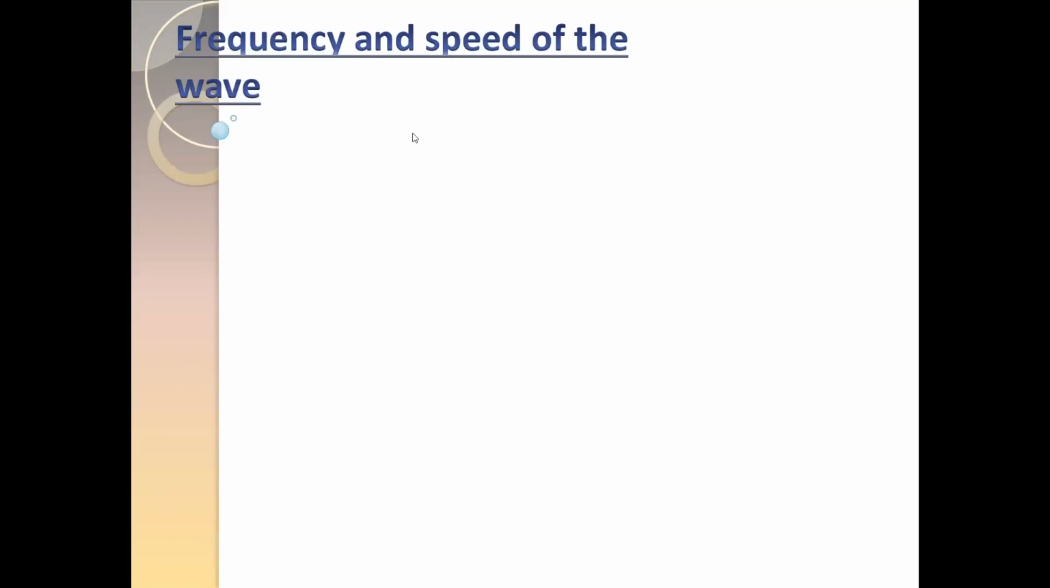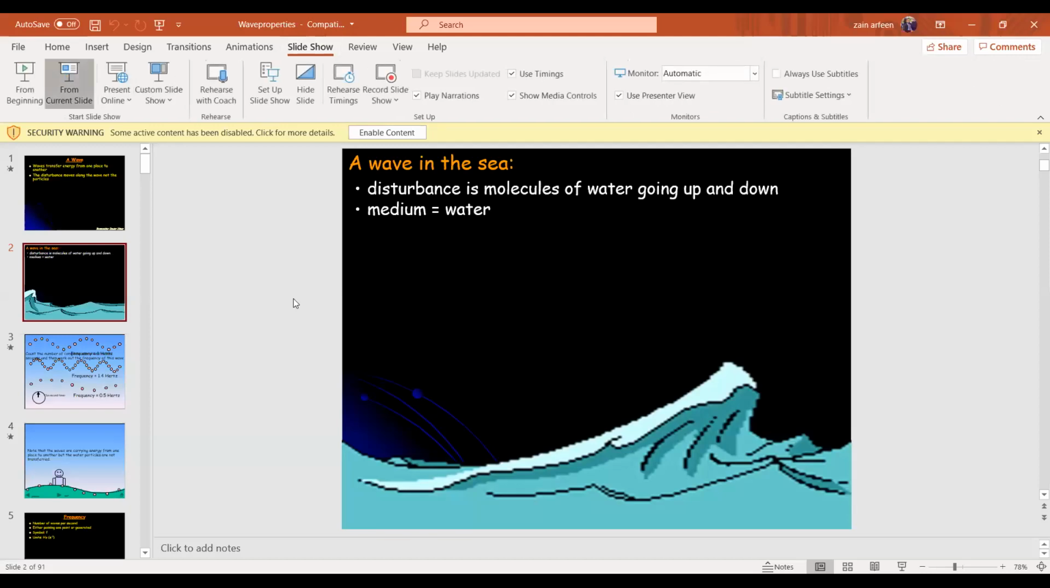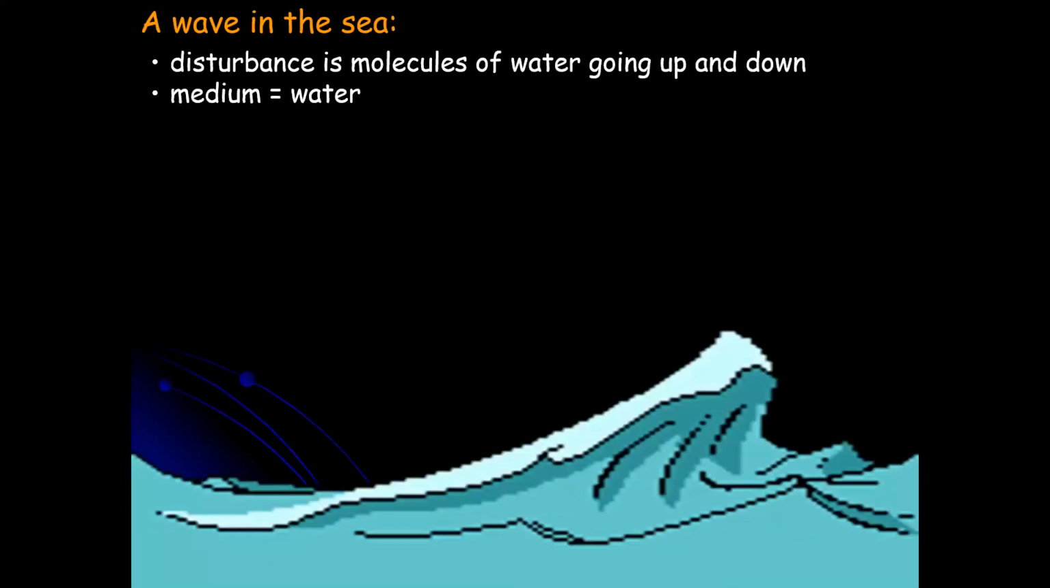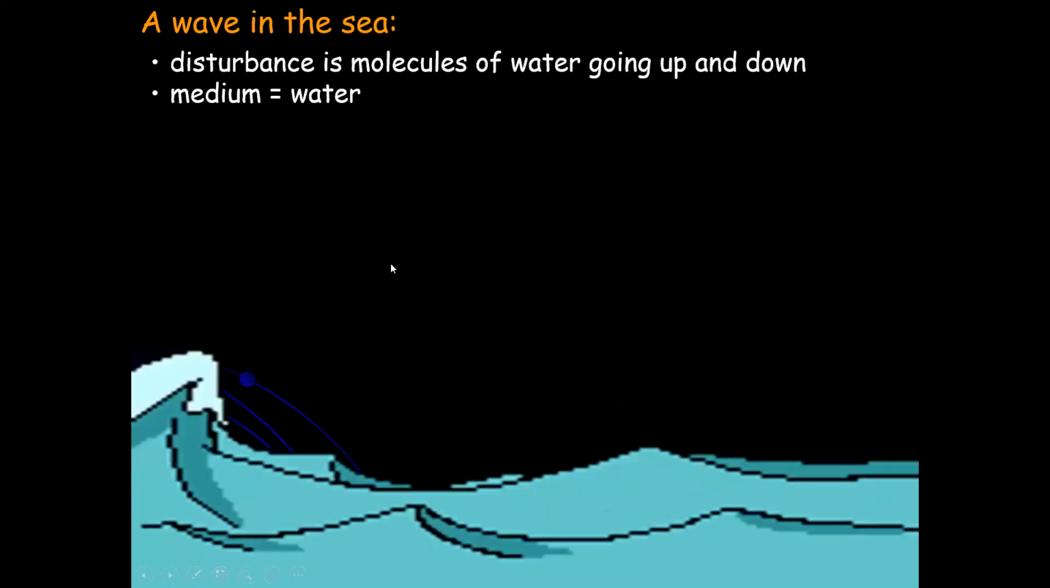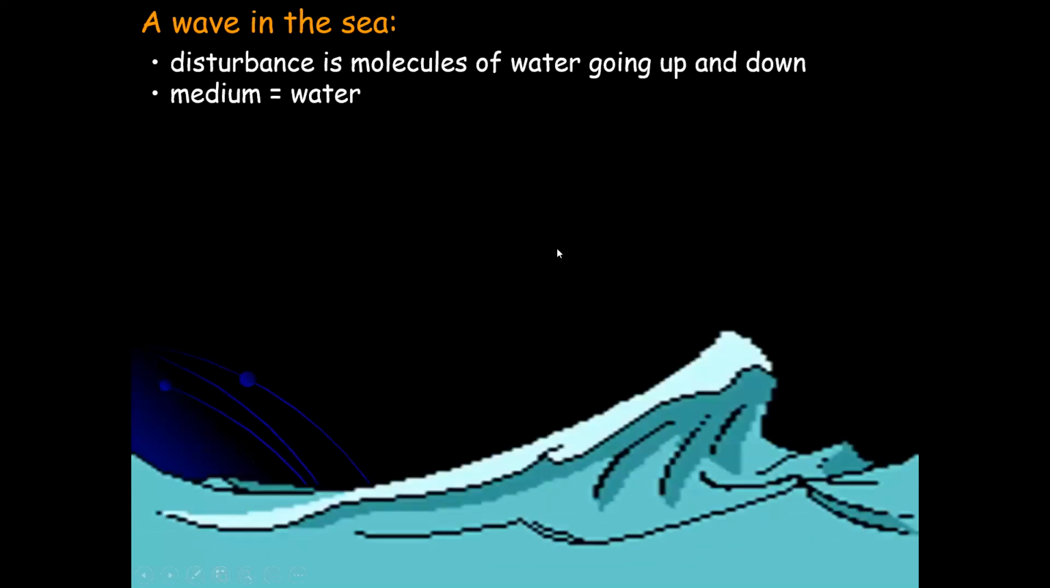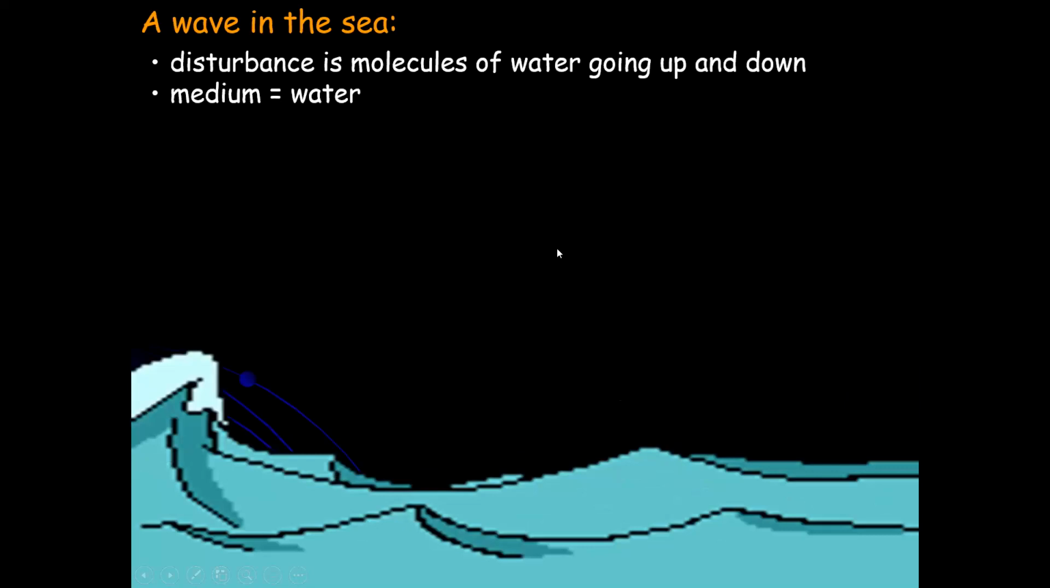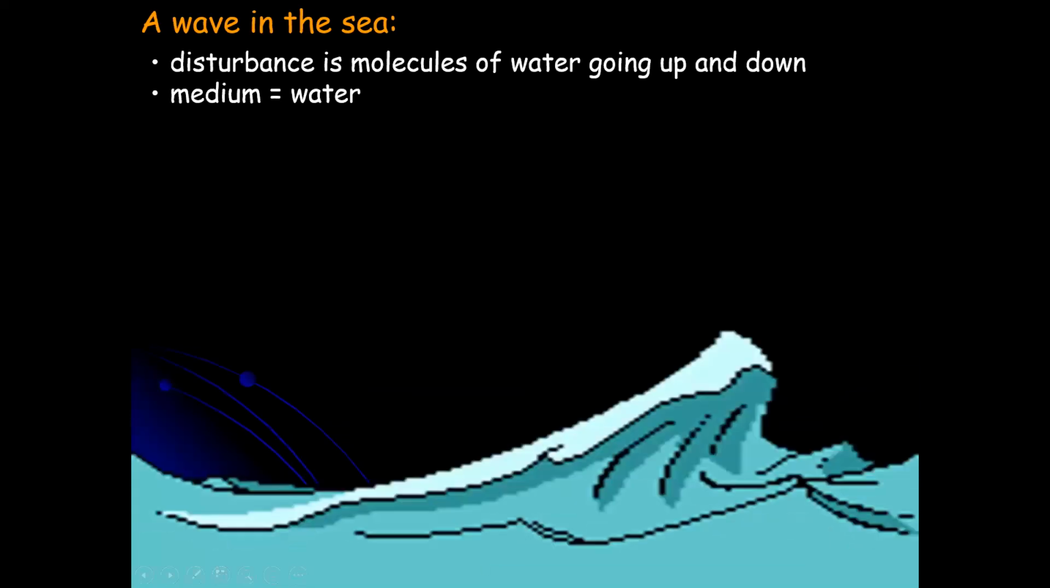The frequency means how many vibrations are there in 1 second. Number of vibrations in 1 second, that refers to frequency. Example, as you can see, the particles are disturbed and the water is going up and down. So water is the medium which is transferring energy from one place to another.